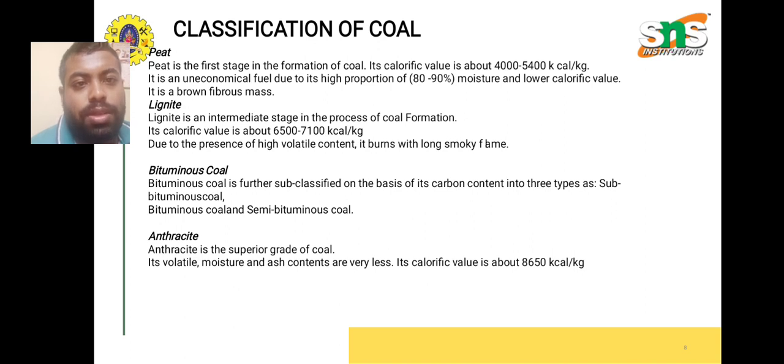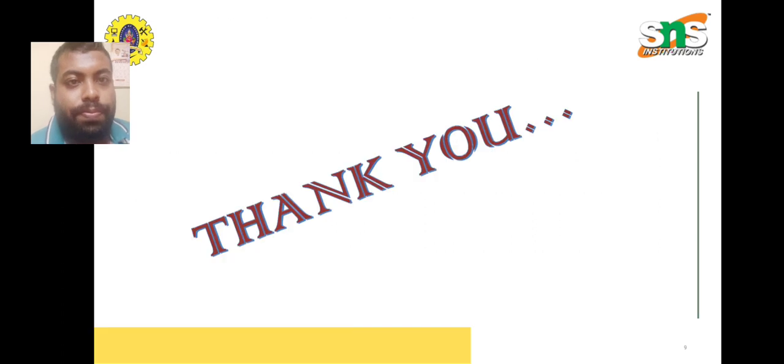Bituminous coal. It is further subclassified on the basis of its carbon content into bituminous coal and semi-bituminous coal. Then it is anthracite. Anthracite is the superior grade of coal. Its volatile, moisture and ash contents are very low. Its calorific value is about 8650 kilocalories per kilogram. Thank you.